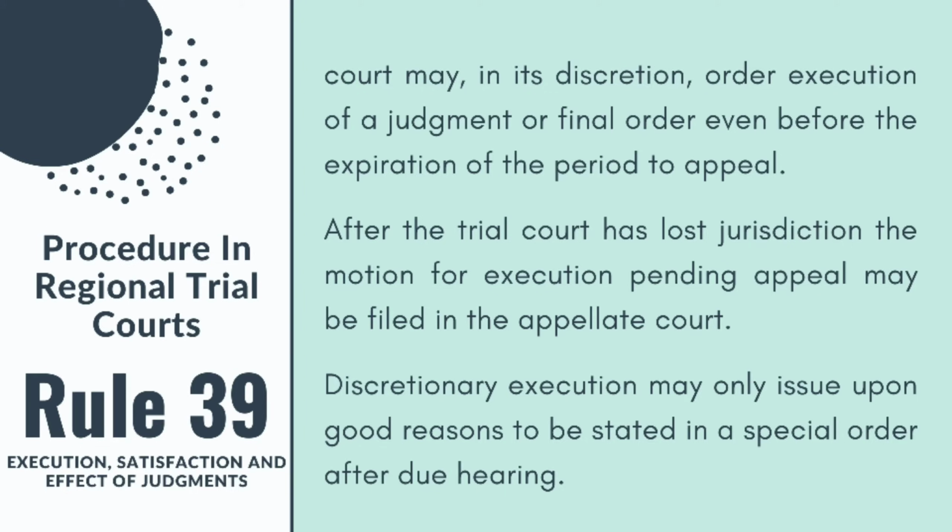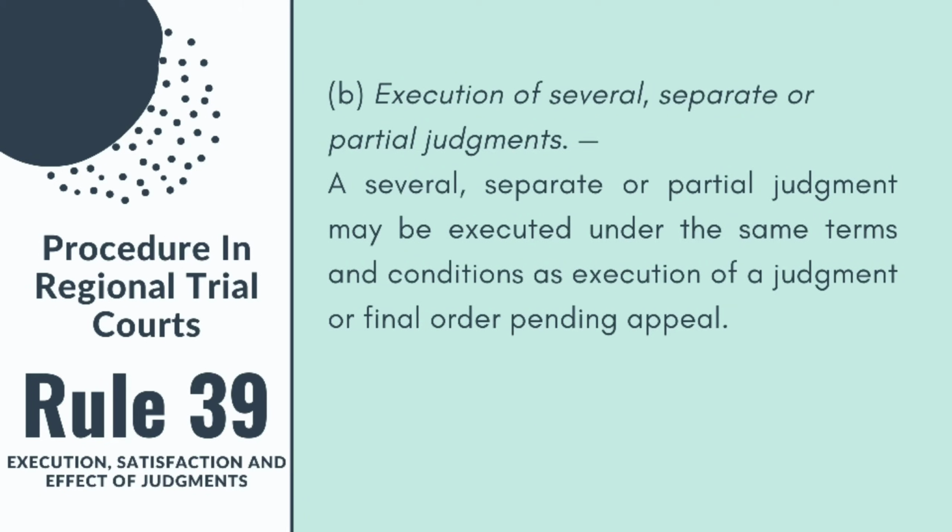After the trial court has lost jurisdiction, the motion for execution pending appeal may be filed in the appellate court. Discretionary execution may only issue, upon good reasons to be stated in a special order after due hearing. B. Execution of several, separate or partial judgments. A several, separate or partial judgment may be executed under the same terms and conditions as execution of a judgment or final order pending appeal.